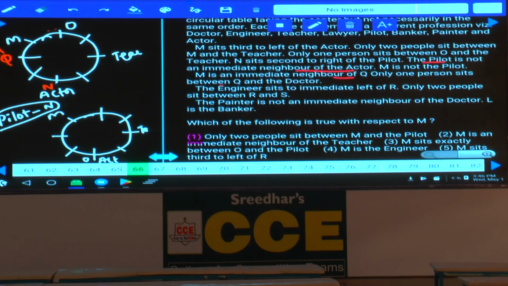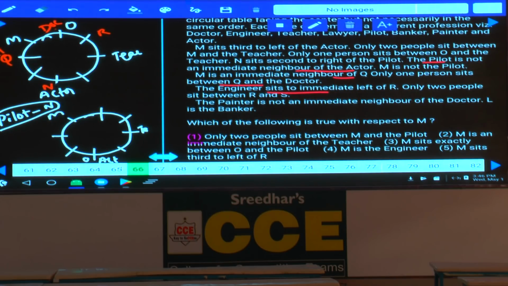Only one person sits between Q and the doctor. As only one person is between Q and the doctor, this O is the doctor. Only one person between Q and the doctor. And the engineer sits to the immediate right of R. Engineer sits to the immediate right of R. As the engineer is seated to the immediate right of R, tell me whether R can be here or not.